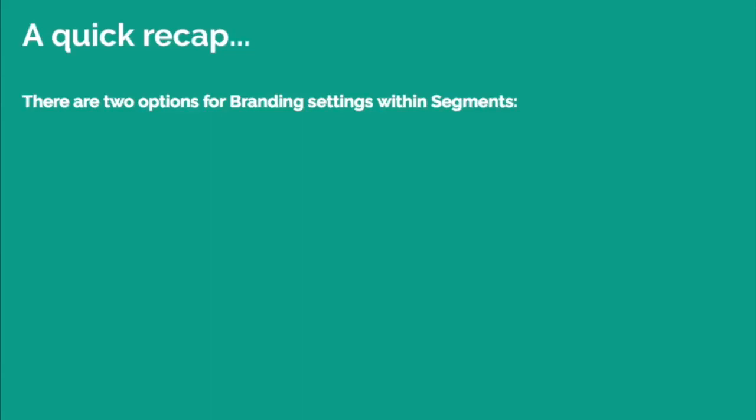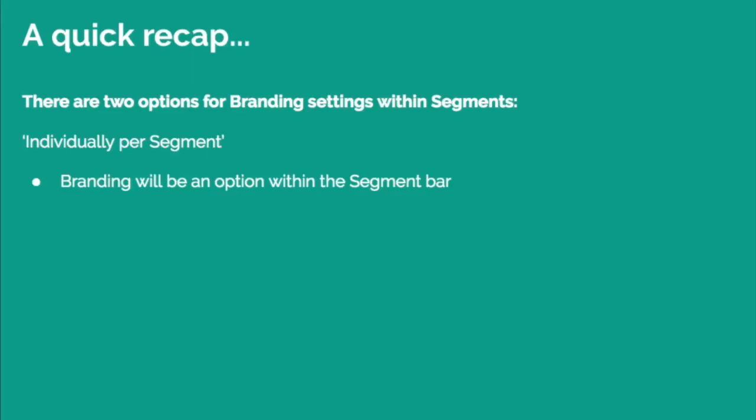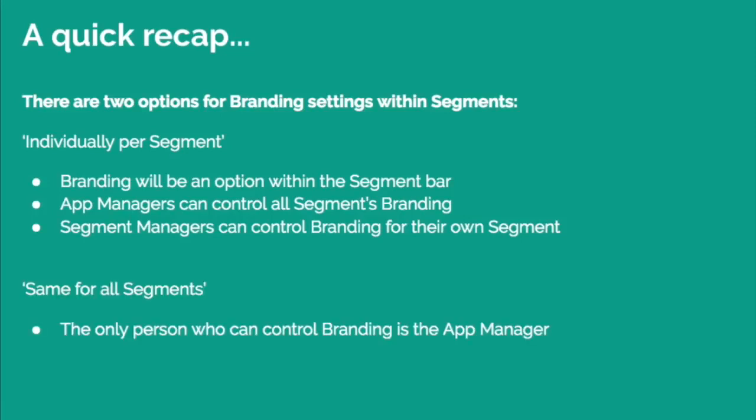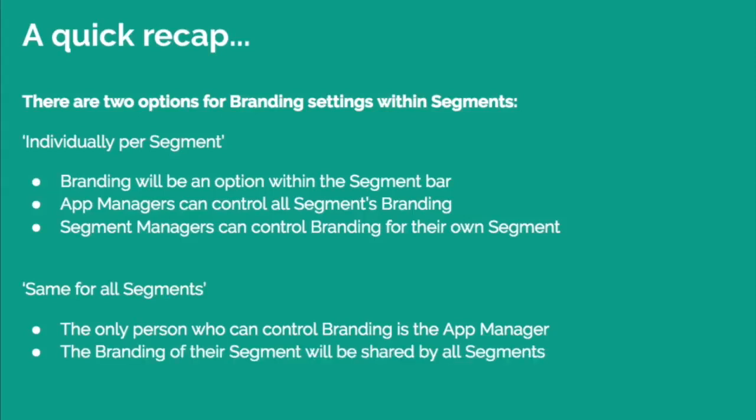As a quick recap then, in this video we've looked at the fact there are two options for branding settings within segments. When branding is set individually per segment, branding will be an option within the segment bar, and an app manager can control all segments branding. Segment managers will be able to control their own segments branding from their user menu. When branding is set to same for all segments, the only person who can affect branding is the app manager, and the branding of their segment will be shared by all segments.